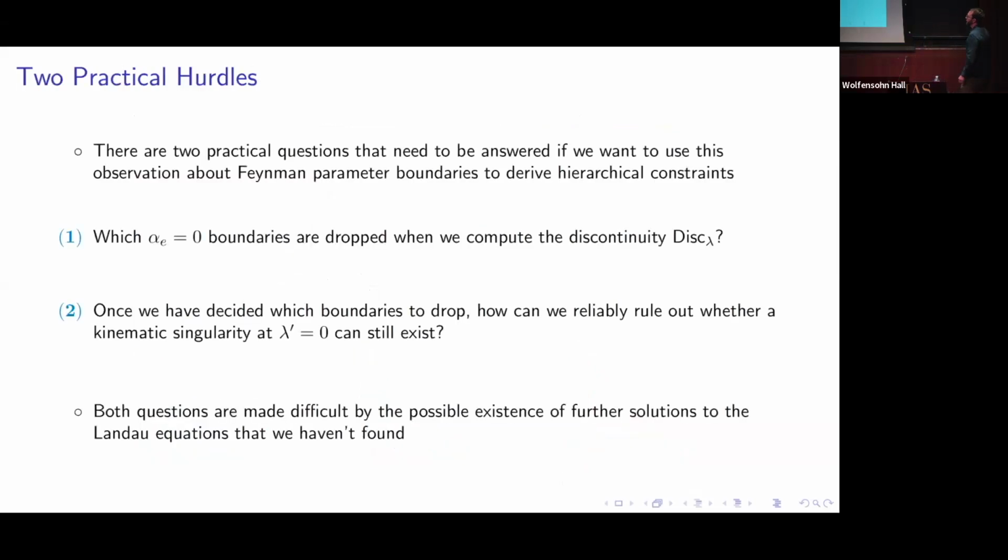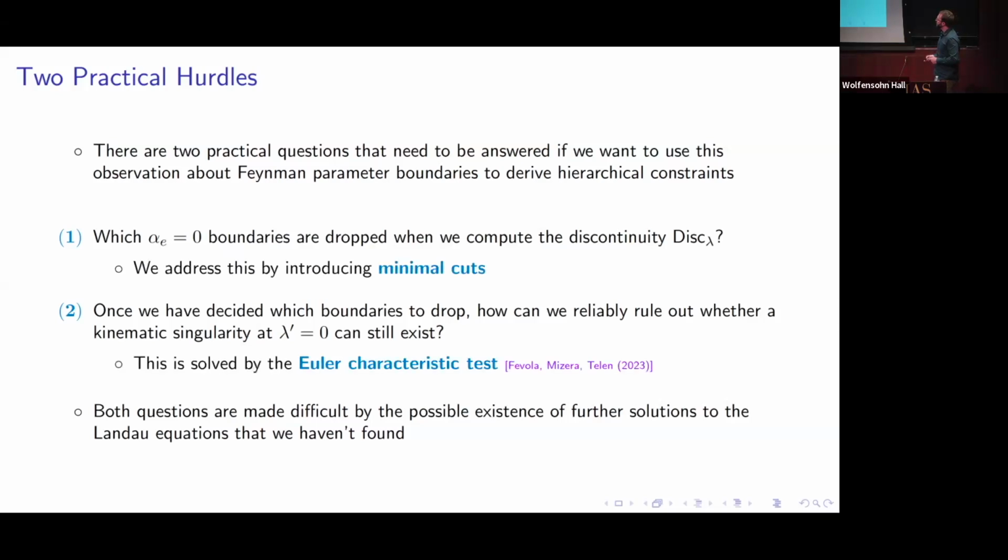So if we want to use this observation in practice, though, there are two questions that we need to address. First, when we compute a kinematic discontinuity with respect to some singularity lambda, we need to have a way to decide which of these integration boundaries in the alpha variables have changed. And once we've decided which boundaries have been dropped, we need to have a reliable rule to rule out when a singularity on a different kinematic surface lambda prime can no longer be reached. Both of these questions are made difficult, again, by the fact that we don't, in general, have perfect knowledge of all the places in, for instance, Feynman parameter space or also loop momentum space where singularities arise. And that means that we can't reliably rule out, for instance, additional singularities once we've pinched some number of propagators.